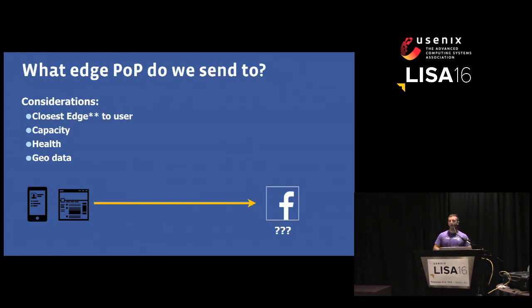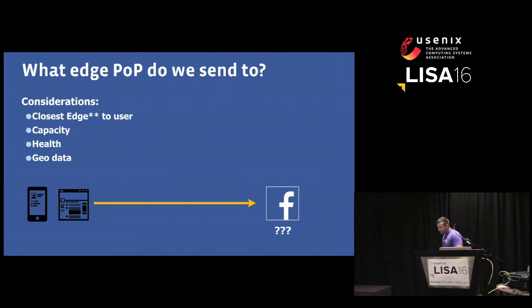Again, capacity is really important. We have these in internet exchanges. We have links on our routers that only have finite capacity. We have servers that have finite CPU and memory capacity. So there's a lot of different considerations that we need to think about when we start allocating new connections to one of these POPs. Thirdly, we have health.